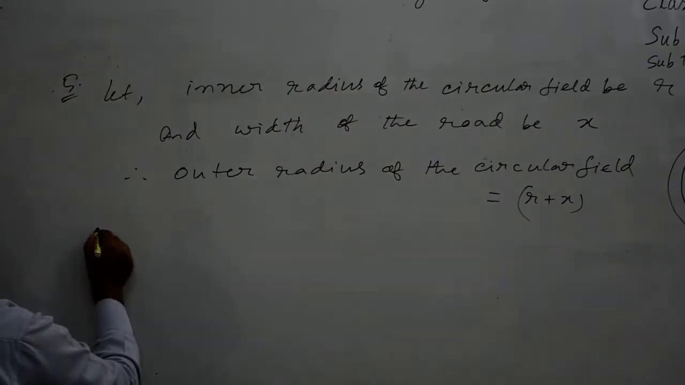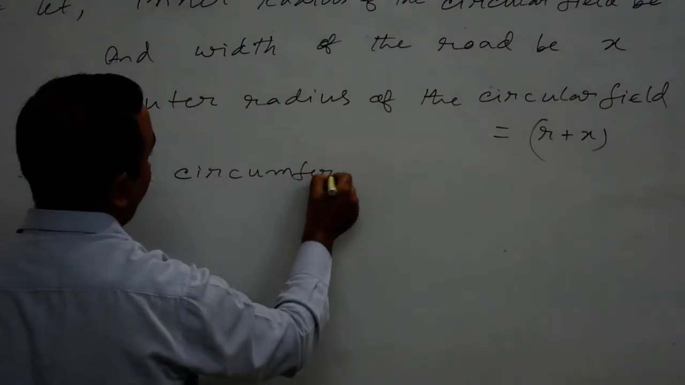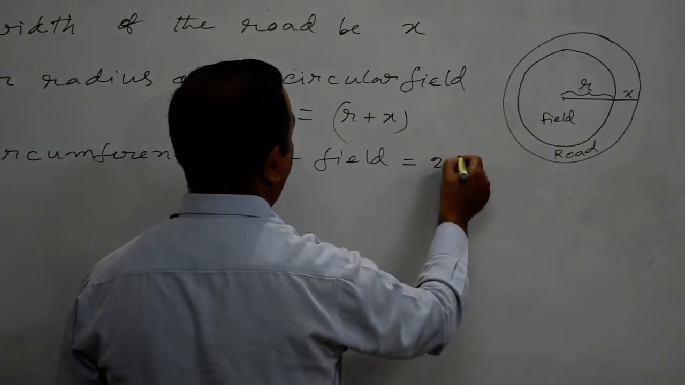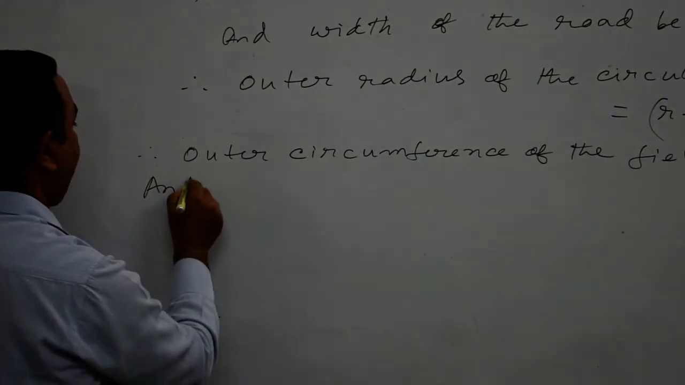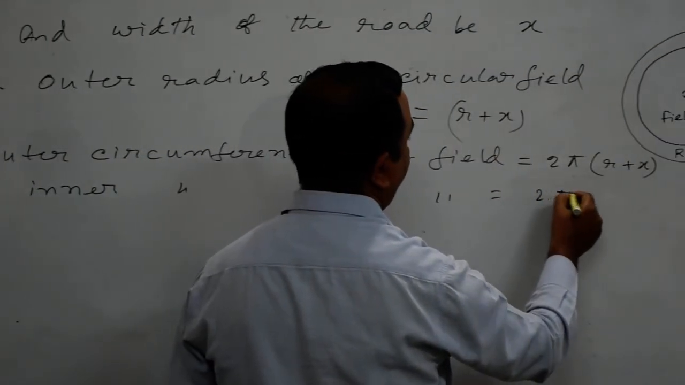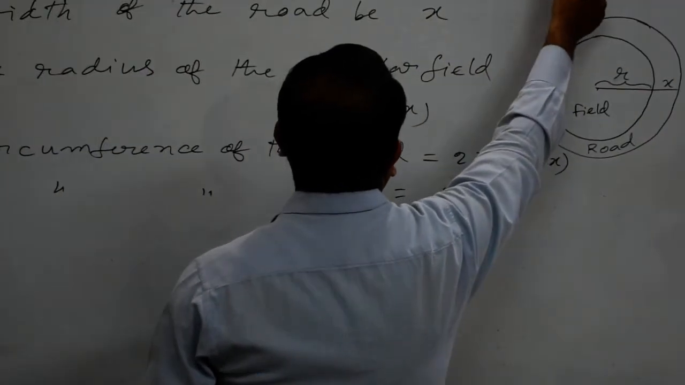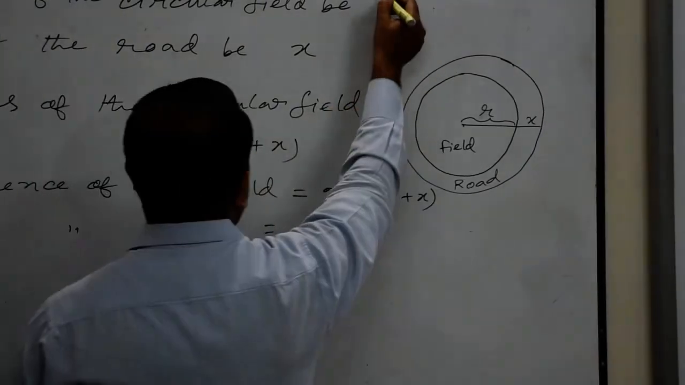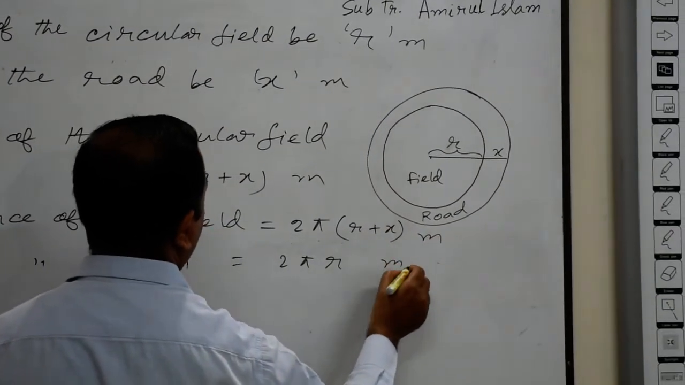So, therefore, outer circumference of the field will be 2 pi, and here radius is R plus X, and inner circumference of the field is only 2 pi R. So you can write the unit also here. What is unit is given? 44 meter. So you can write the unit also here like this.